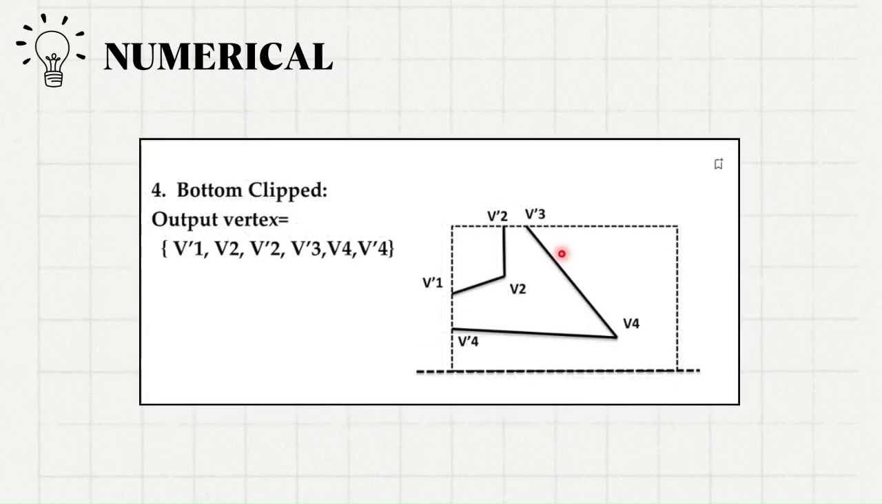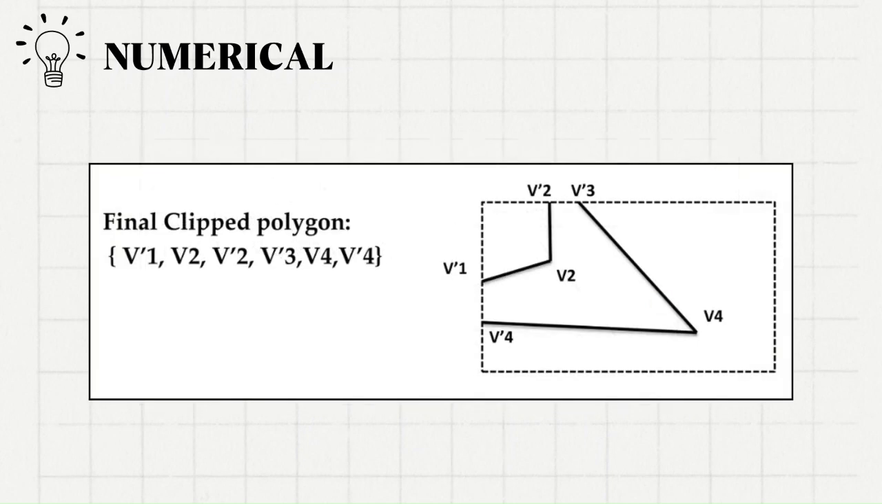Same goes for the bottom clip. It is just not interacting with the bottom side of the clip window. So just follow the same cases and that's it. We perform left, top, right, and bottom clip. This is the final clipped polygon. And here we go, we performed the Sutherland-Hodgman algorithm properly.